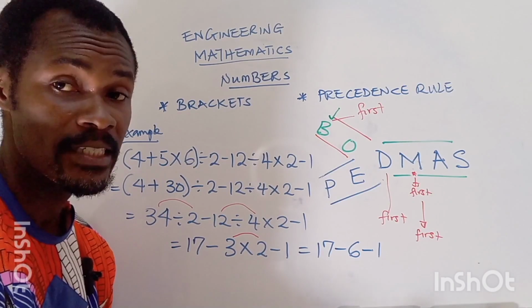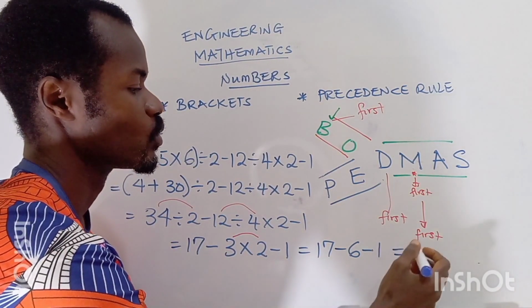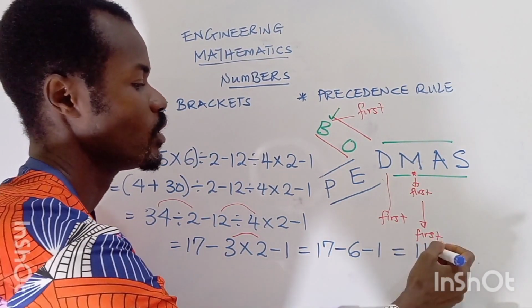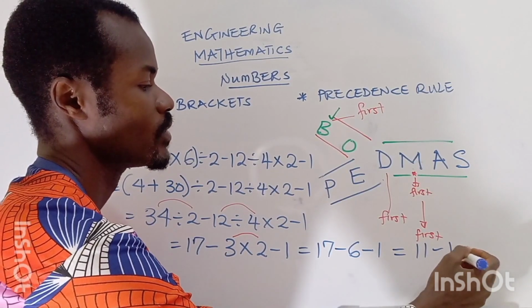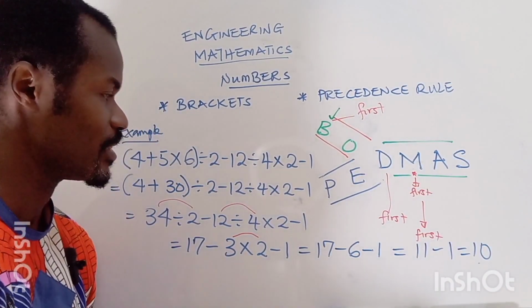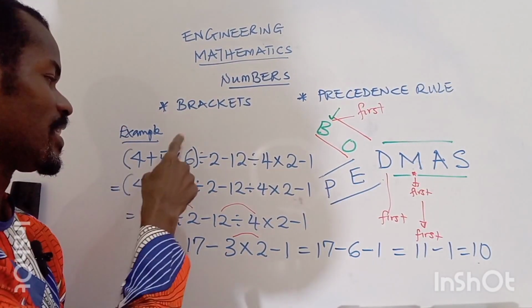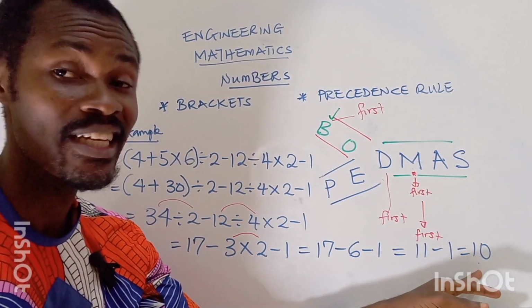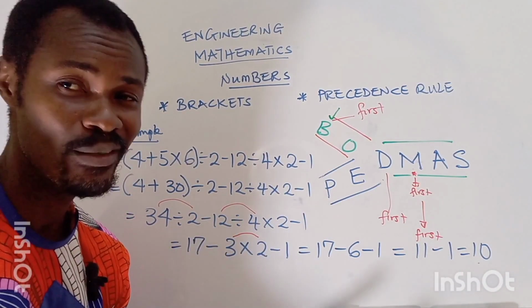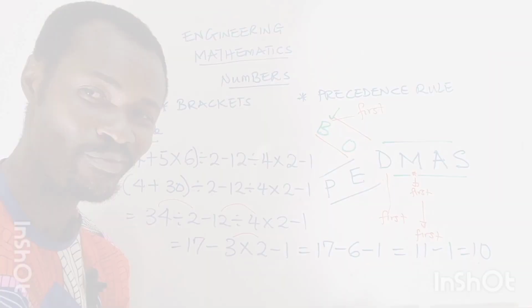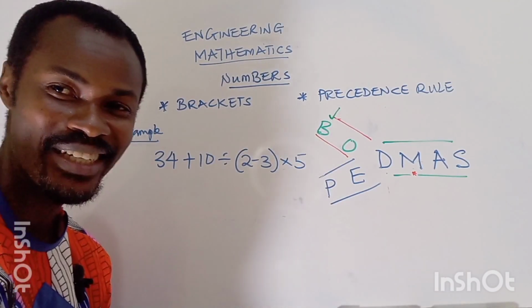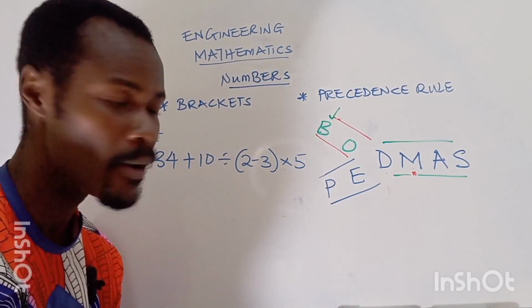All right. So 17 minus 6 is going to give us what? 11 minus 1. Okay. Is going to give us what? 10. All right. So when there's a bracket here, our answer gives us 10. But when we solve this without the bracket, we got 12. All right, let's look at one more example in this video just to wrap it up.